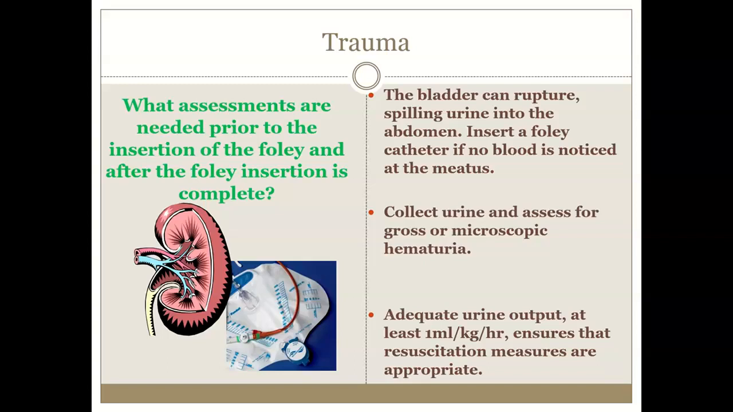notice blood at the meatus. So these are things that you need to look at before the Foley catheter is inserted. And if blood is coming out externally at the meatus, then the Foley would likely be delayed.